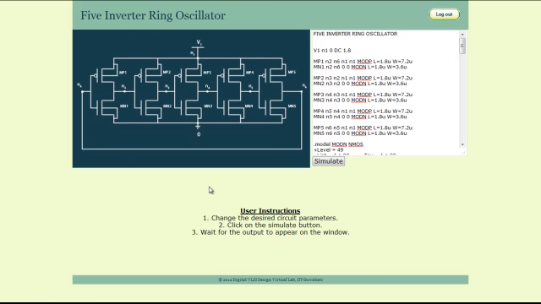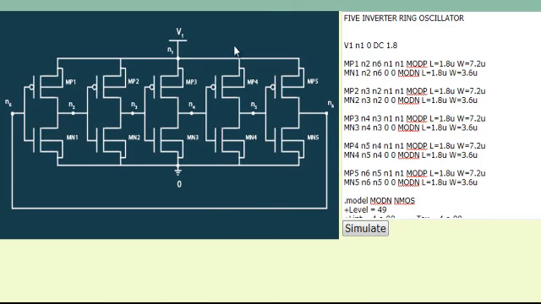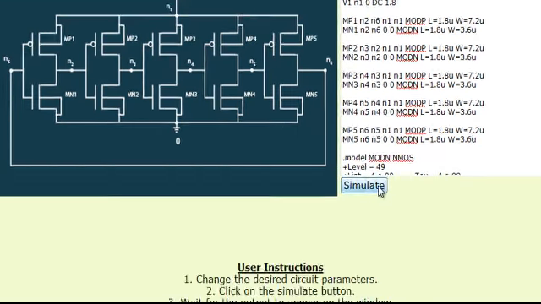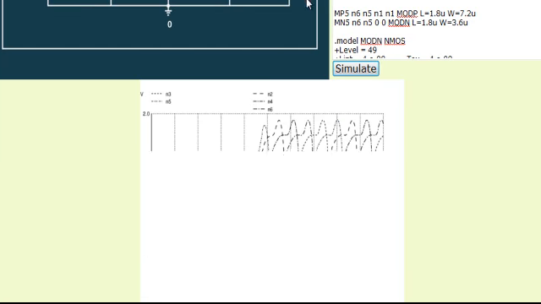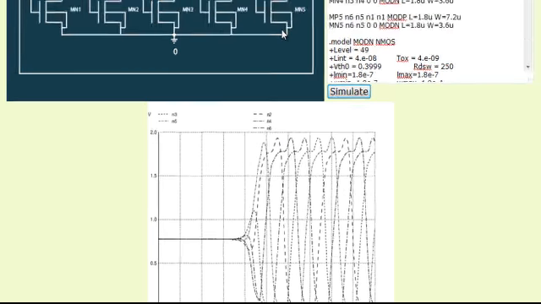Similarly, we can go back to the Simulate tab and click on the second link in order to plot the output characteristic curve of a 5 inverter ring oscillator. The only difference here is that we have 2 extra stages, and similarly there will be 2 more curves in the output characteristics corresponding to the 4th and the 5th stages. Notice here the phase difference is 2 pi by 5 between 2 outputs of the successive stages.